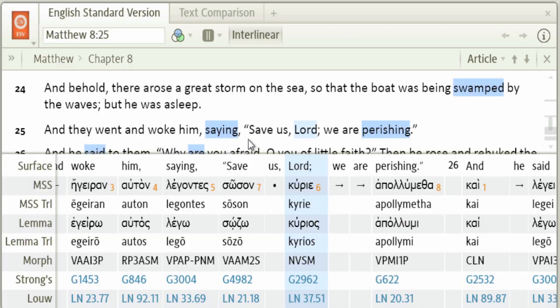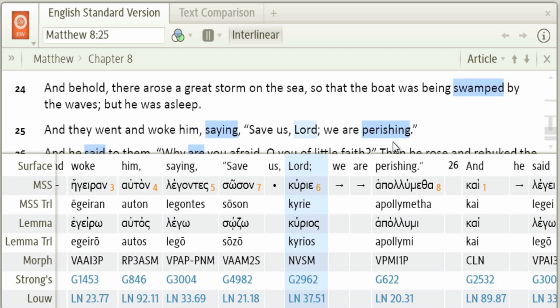The second characteristic of this use of the present is that the verbal action is portrayed as unfolding or in progress. This is in contrast to the verbal action being repeated, as in they were perishing over and over and over. Instead, this verbal action is seen as being in progress.